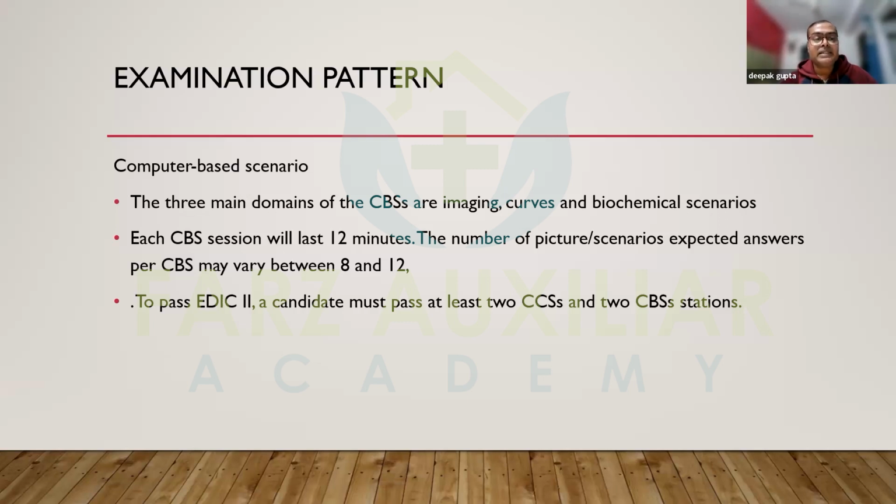And the last thing: to pass the EDIC 2, a candidate must pass at least 2 CCS and 2 CBS. In CCS there are a total of 4 cases, but the 2 short cases have their marks combined and are considered as one case. So you have to pass one of the 2 long cases and both the short cases, or either way. Out of the 3, you have to pass 2, and in the CBS stations, out of the 3, any 2 you have to pass.